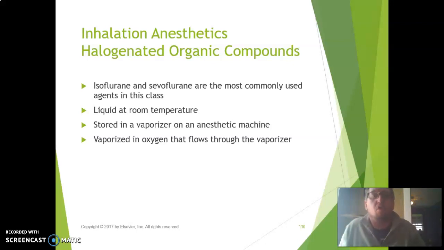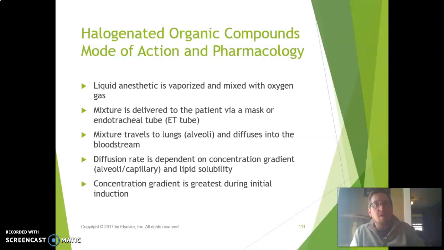They are liquid at room temperature, and they're stored in a vaporizer on an anesthetic machine. So the part of the anesthetic machine that holds this liquid is called a vaporizer. As oxygen passes across the top of the liquid, it pulls the vapor along as it flows through the vaporizer and is then delivered to our patients. So once again, that liquid gas anesthetic is vaporized and mixed with oxygen. The mixture is delivered to the patient via a mask or endotracheal tube, right? A tube down the trachea of the animal.